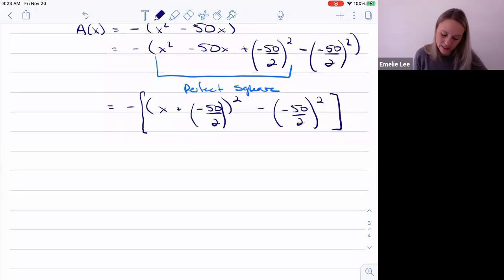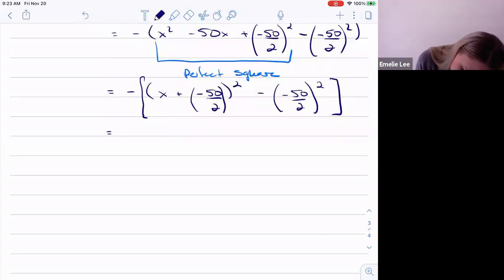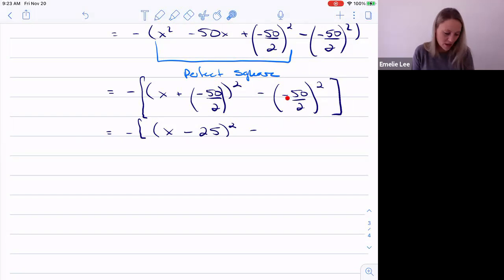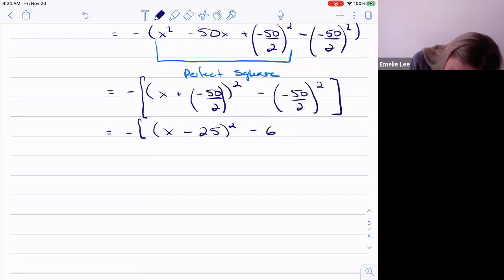Now I can simplify negative 50 over 2, which should just be negative 25. So I have negative, and I'm not going to have any fractions anymore, so x minus 25 squared minus, and now I've got negative 50 over 2. Negative 50 divided by 2 is negative 25, but then I'm going to square that. 625. So minus 625.